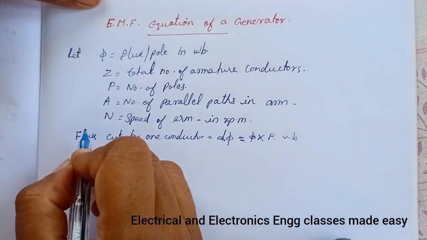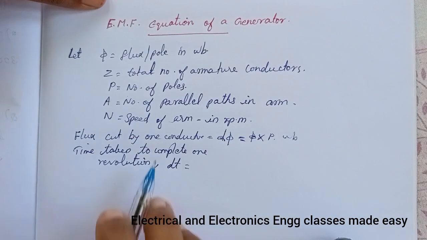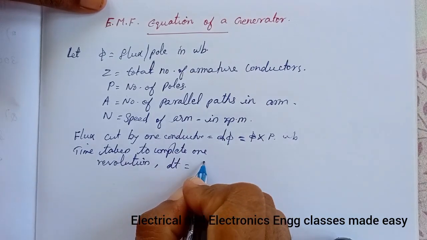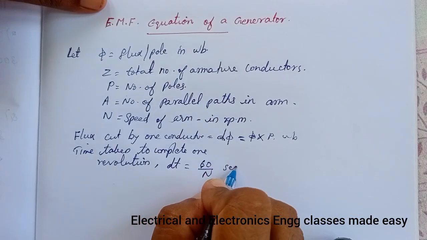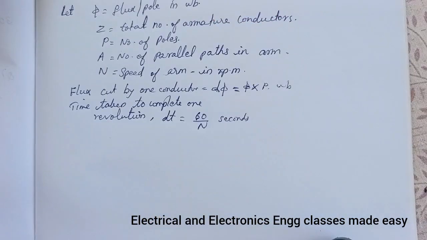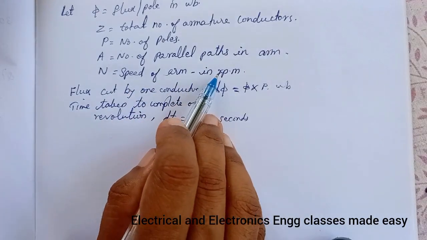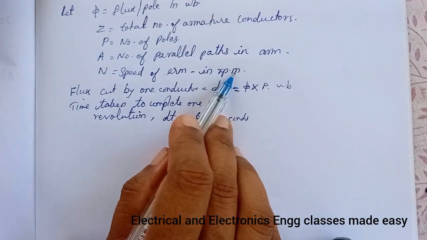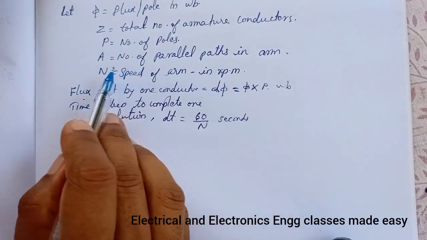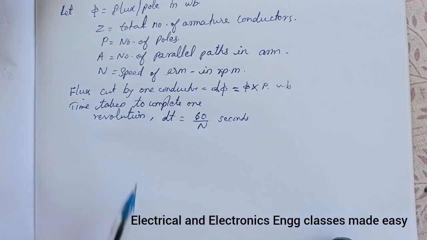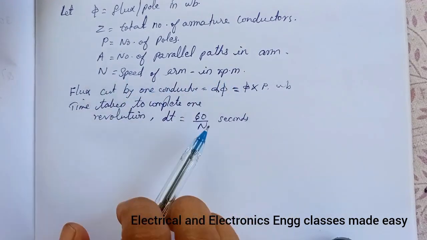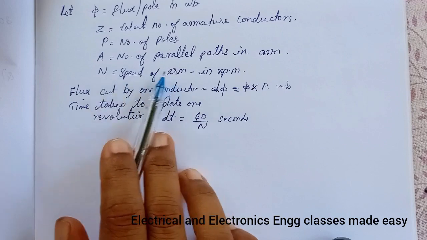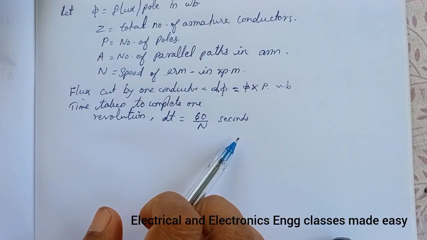Next is the time taken to complete one revolution. The time taken to complete one revolution, dt, is equal to 60 divided by N seconds, because we have revolutions per minute equal to N, so in seconds we get 60 divided by N.